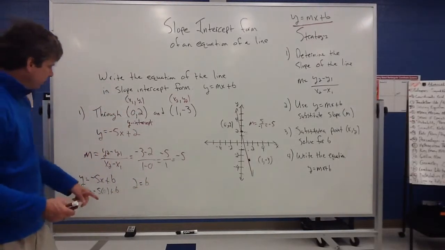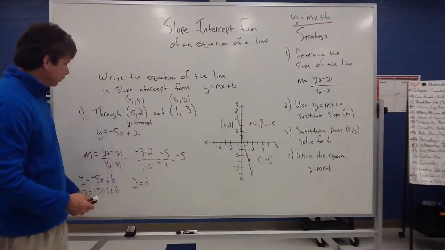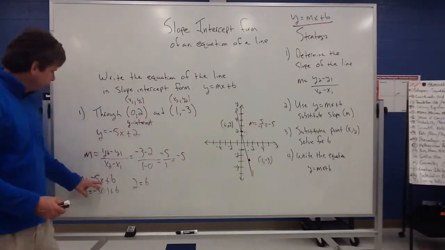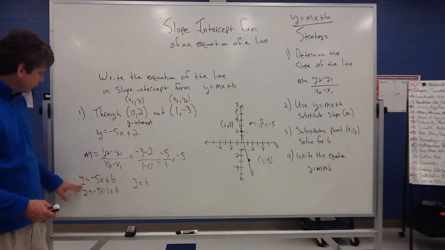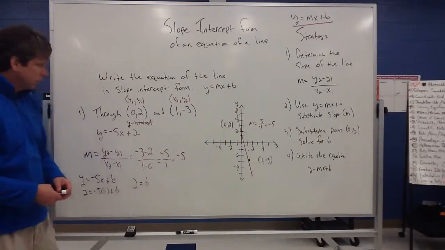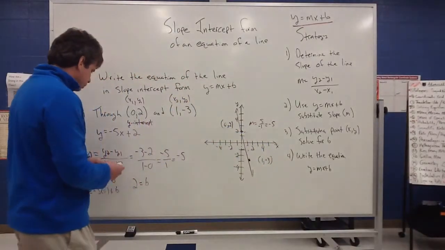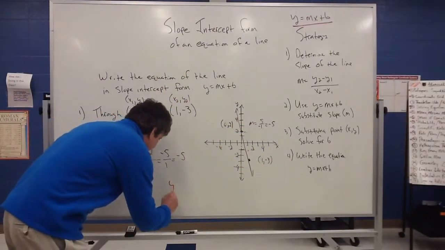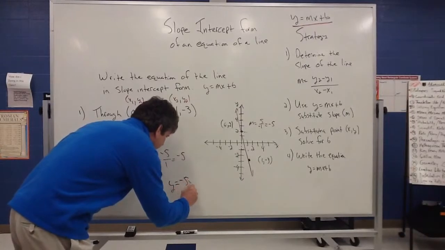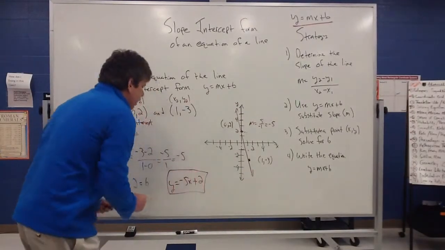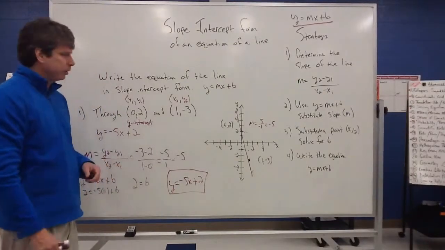So what I've discovered then is my slope I found using my slope formula was negative 5. I substituted a value for x and y in, that enabled me to solve for b. I got b equals 2. So now what I can do is write the equation in slope-intercept form. So we end up with y is equal to negative 5x plus 2, and that would be the equation of the line in slope-intercept form.